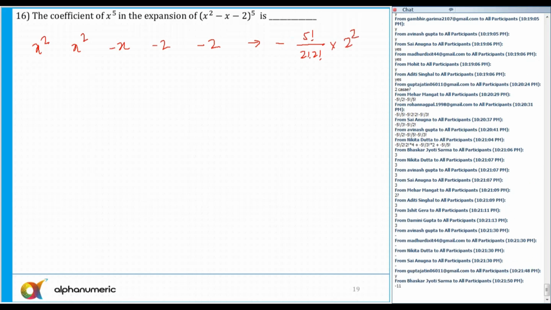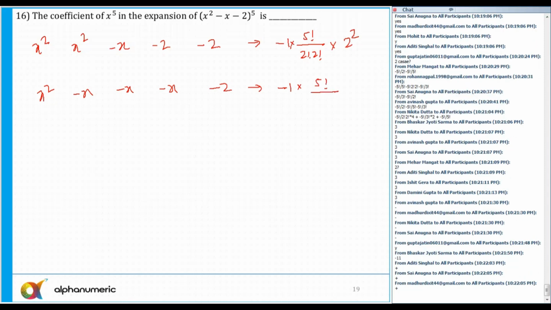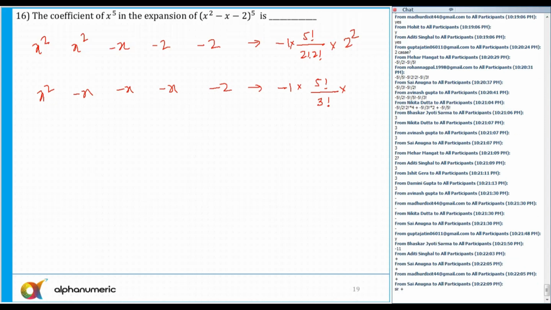Now next, x square, minus x, minus x, minus x, and minus 2. So here the product will be again negative. So I'll write down minus 1 into factorial 5 by factorial 3 into... Positive will come, that's right. 4 negative terms are there, so positive. So factorial 5 by factorial 3 into only 2.